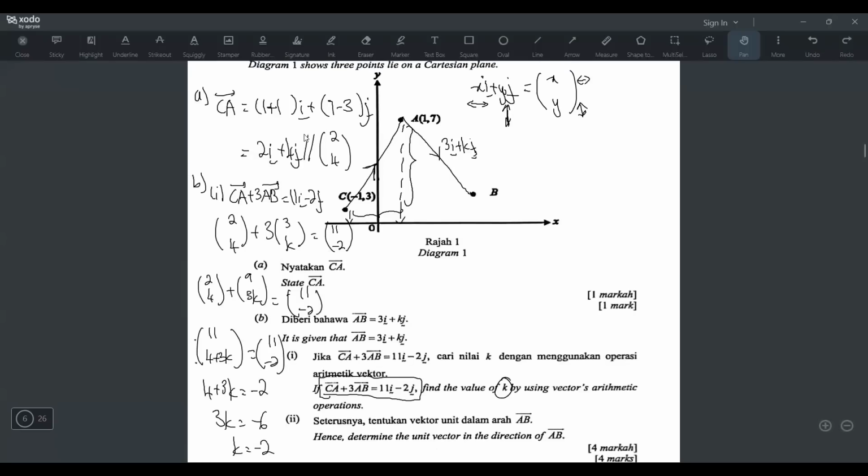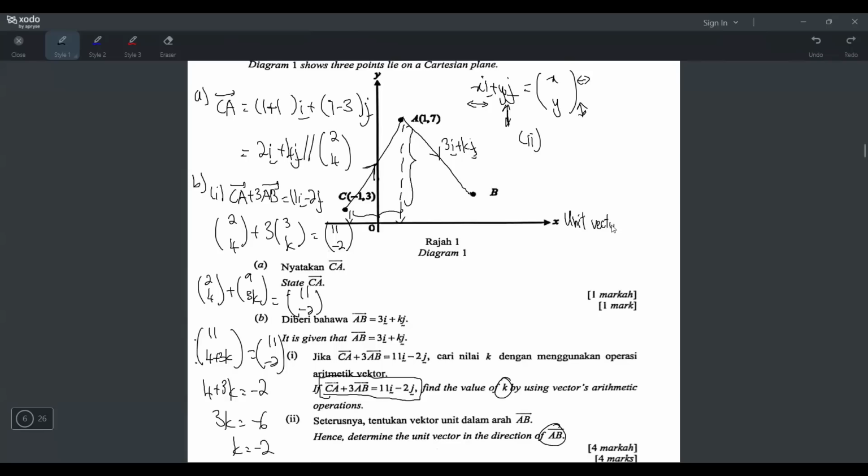Done. Let's do question number 2 here. Number 2 says, hence determine the unit vector in direction of AB. So they want to find the unit vector. Unit vector in direction of AB. Direction of AB. So what is the formula for unit vector? Okay, let me tell you something first.